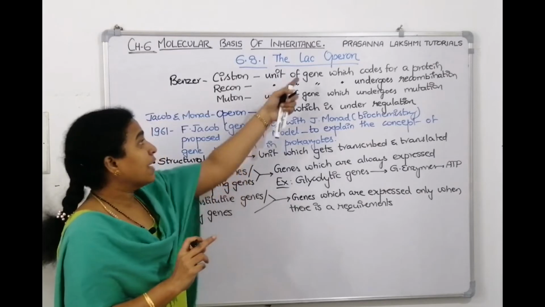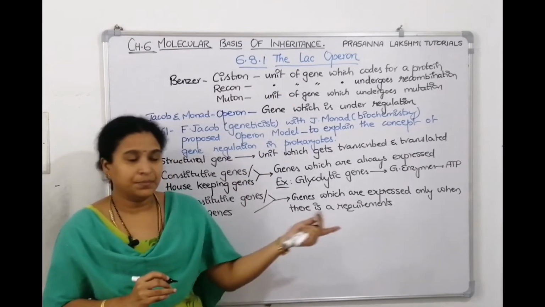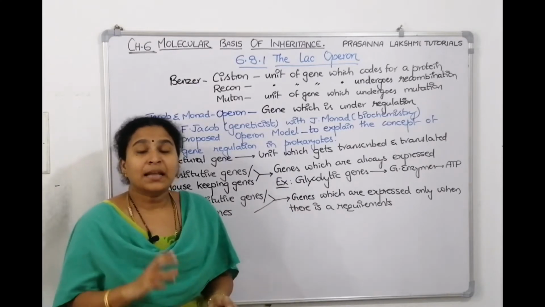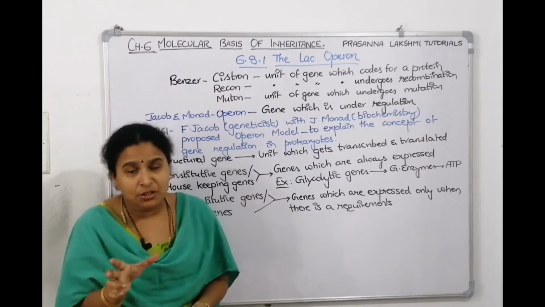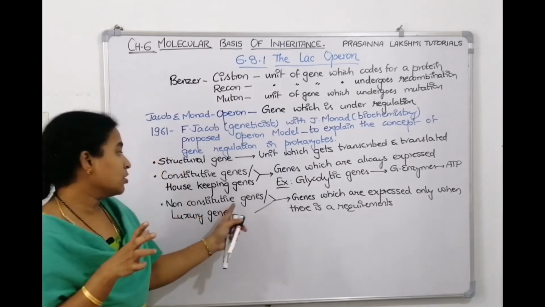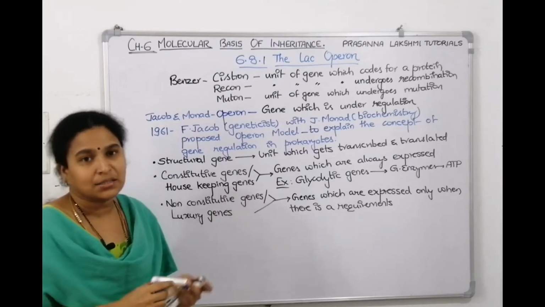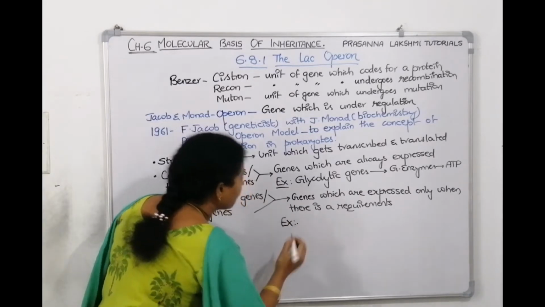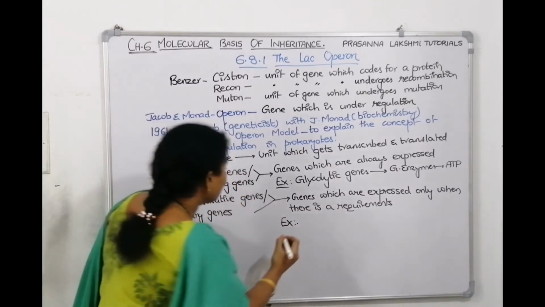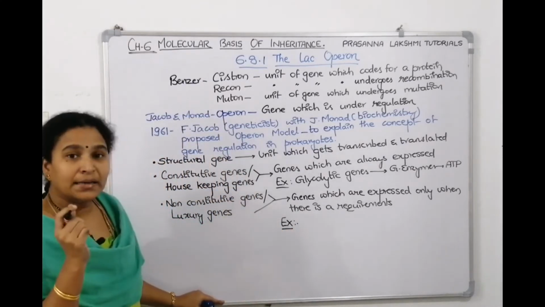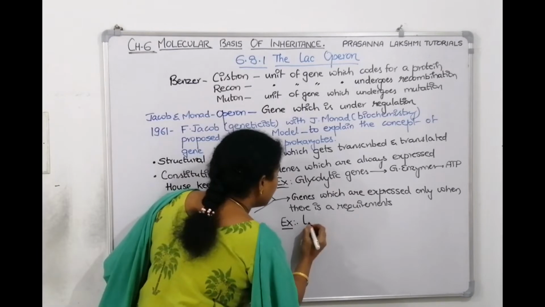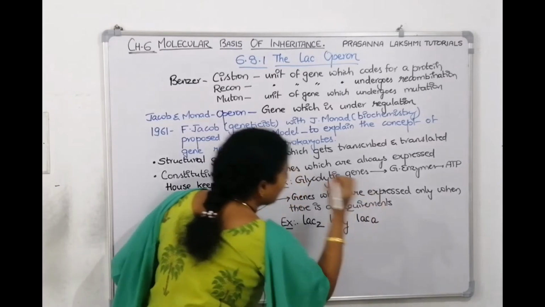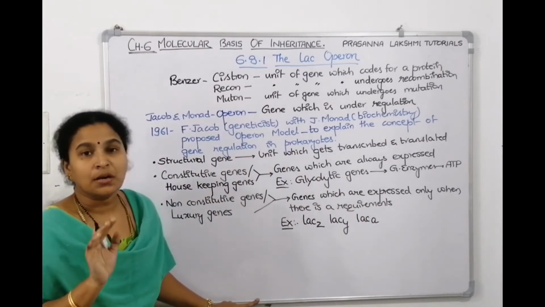Now I am going to explain the Lac Operon. In the next board, I will show you the Lac Operon picture also. Just I will write down here, the Lac Operon structural genes are examples of luxury genes, or non-constitutive genes. When I teach you, then you will understand better. So just now let us take an example. When you understand the concept of Lac Operon, then it will be very clear for you. Now, for examples of luxury genes or non-constitutive genes, I will take the Lac Operon genes. I am just taking LacZ, LacY and LacA as examples of non-constitutive genes or luxury genes.